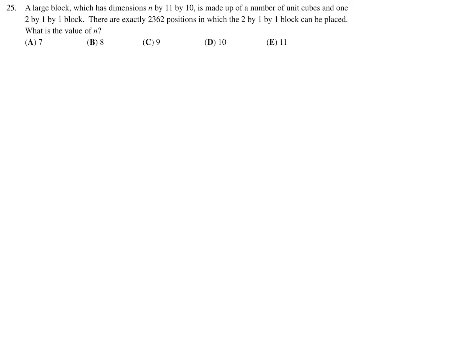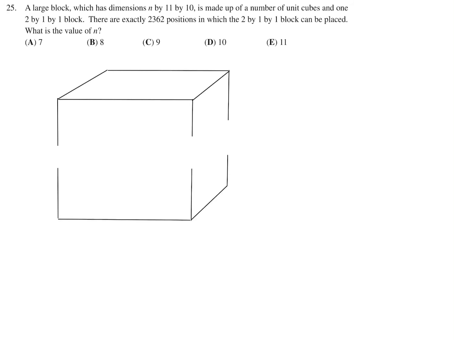So first let's draw a diagram and let's label this. So I'll label this side 11, and this side 10, and this side n. Now these gaps is because we don't know how big n is. So that's why I wrote dots and I left little gaps there to kind of illustrate that. Okay, so let's work with this.